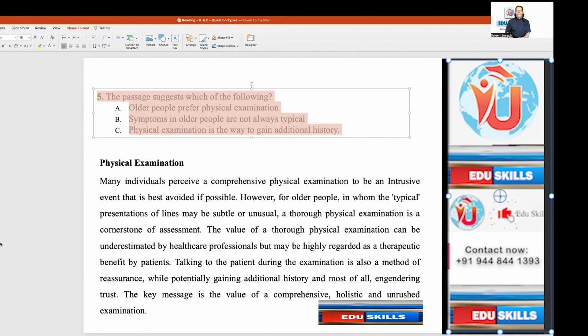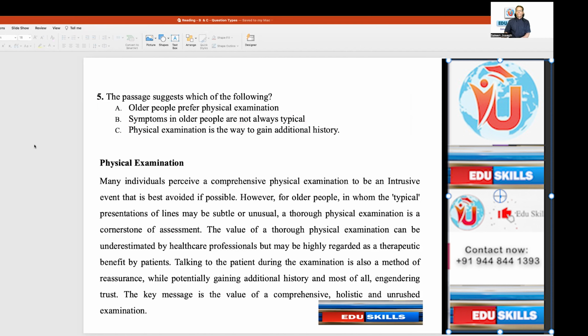5. The passage suggests which of the following. Older people prefer physical examination. Symptoms in older people are not always typical. Physical examination is the way to gain additional history.